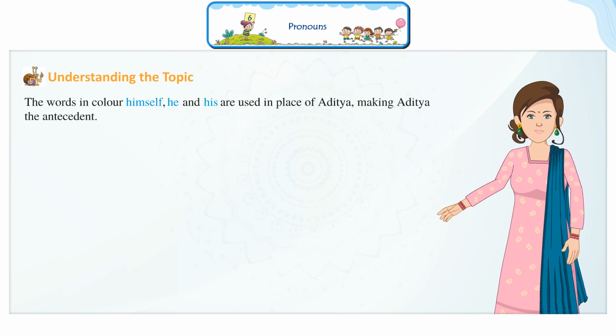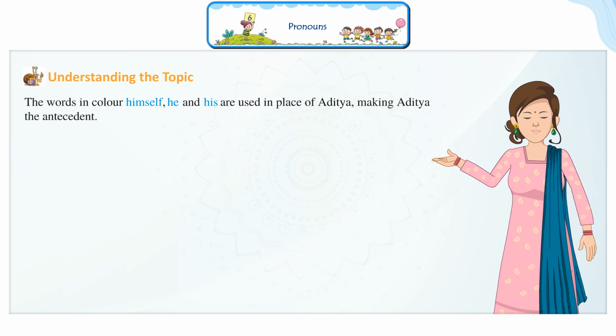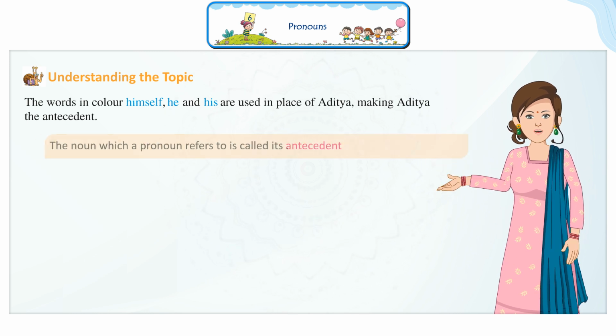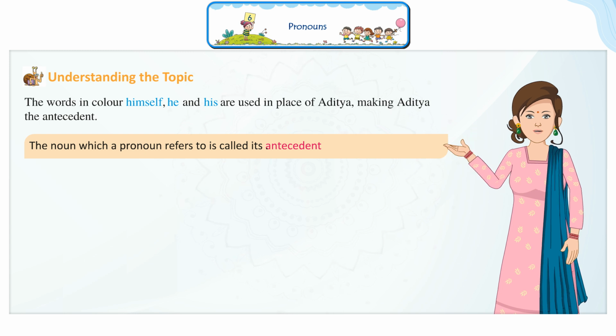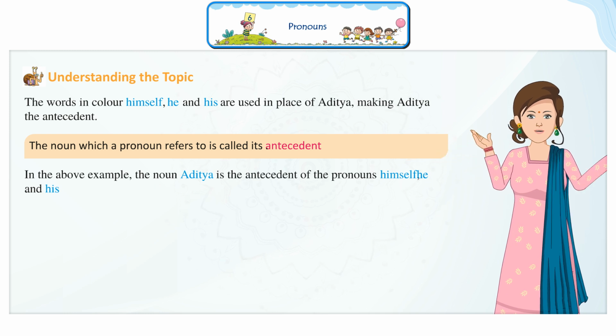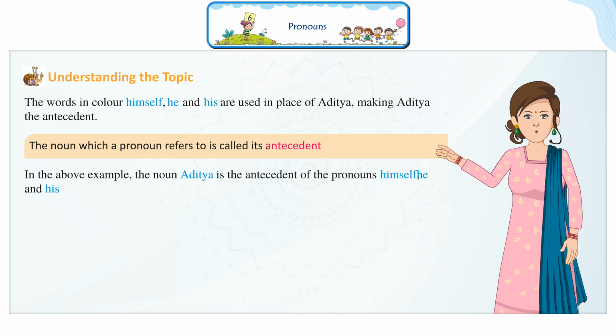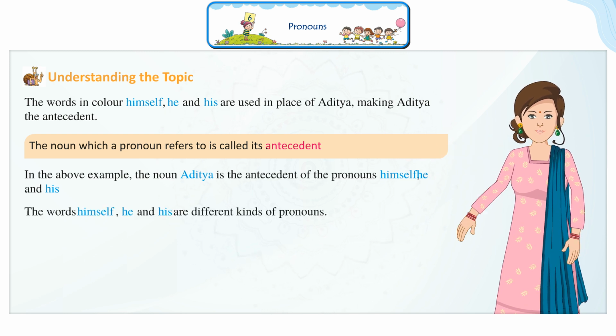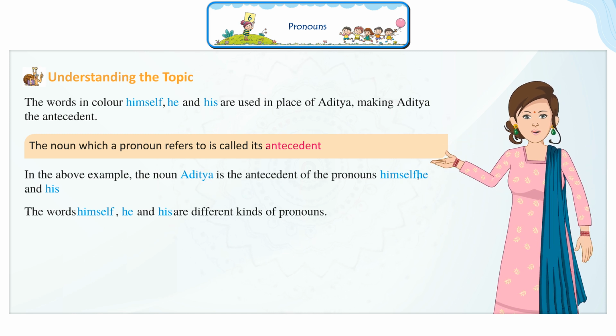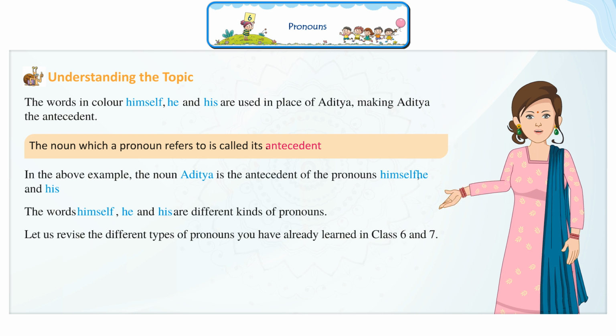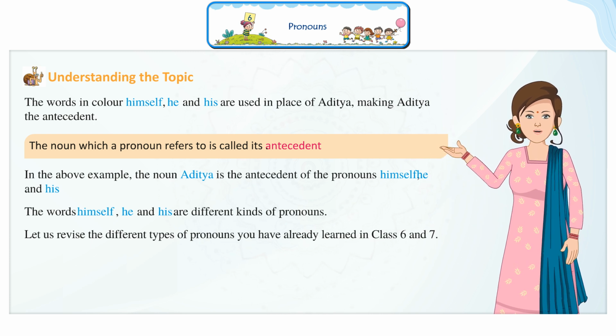The words in color, himself, he and his, are used in place of Aditya, making Aditya the antecedent. The noun which a pronoun refers to is called its antecedent. In the above example, the noun Aditya is the antecedent of the pronouns himself, he and his. The words himself, he and his are different kinds of pronouns. Let us revise the different types of pronouns you have already learned in class 6 and 7.